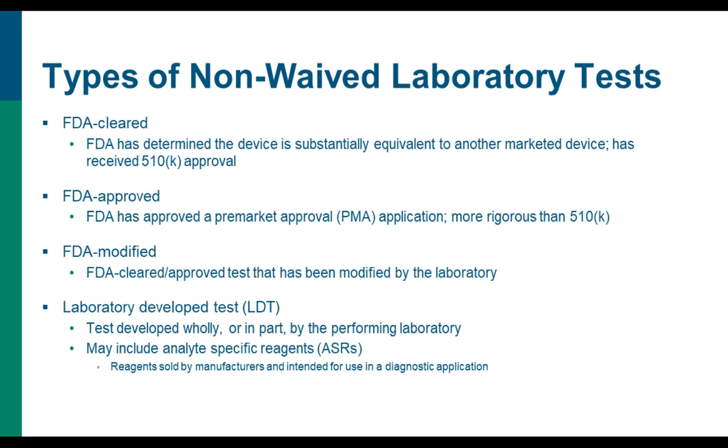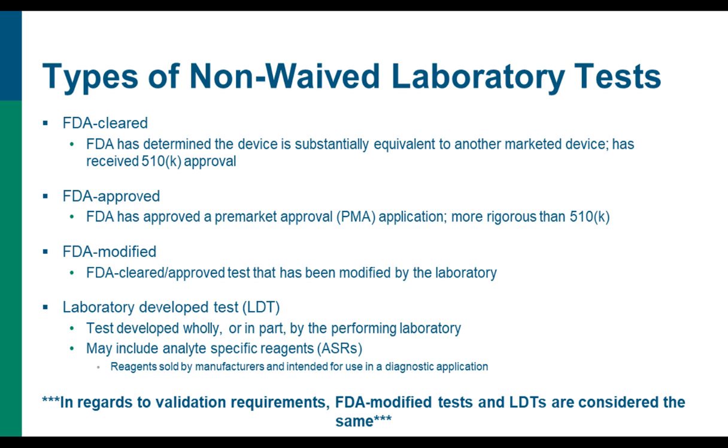And then there are laboratory developed tests, which are tests that are developed wholly or in part by the performing laboratory. And this may include analyte-specific reagents, or ASRs, which are reagents such as primers and probe sets that are sold by manufacturers and used to develop a test in the lab. So historically, a lot of labs would design their own primers and probes, but as technology has advanced, a lot of these can be purchased from manufacturers.